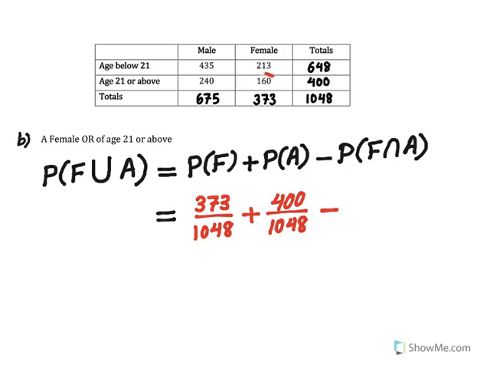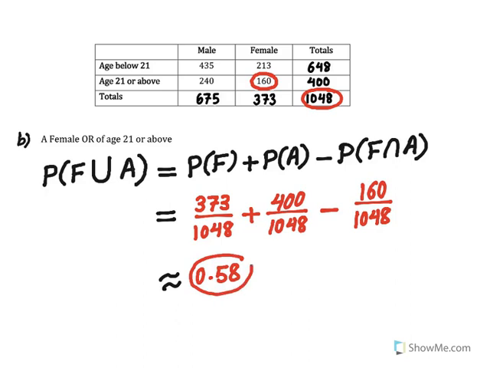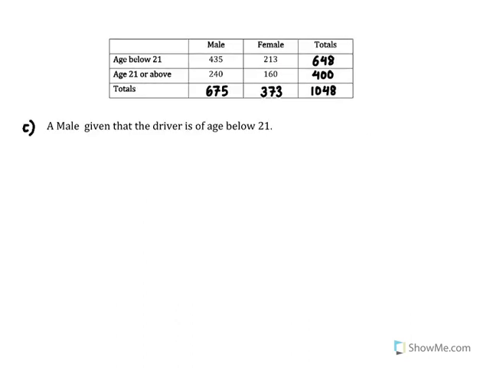And we saw that this number here is the number of female and age above 21. So we divide this number by the total number of people. So it will be 160 divided by 1048. And if you do everything correctly, again, it's an approximation, of course, on your calculator, you should get about 0.58 or 58%. Okay, so let's go to the next one.